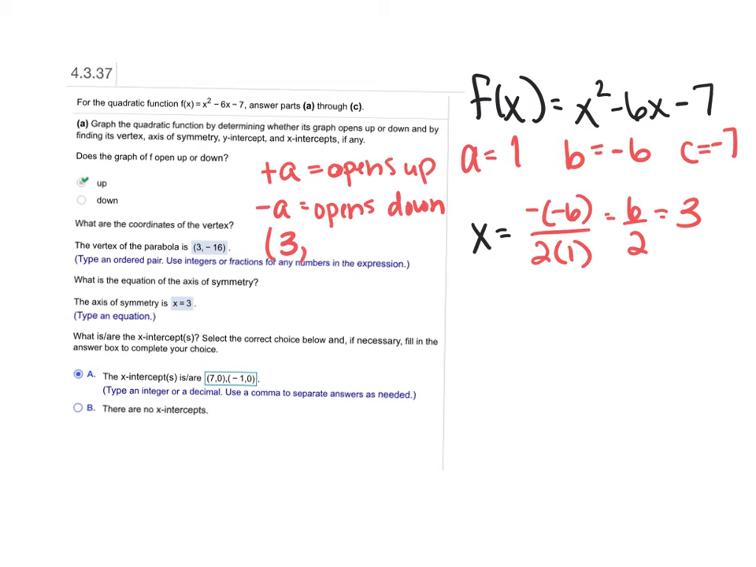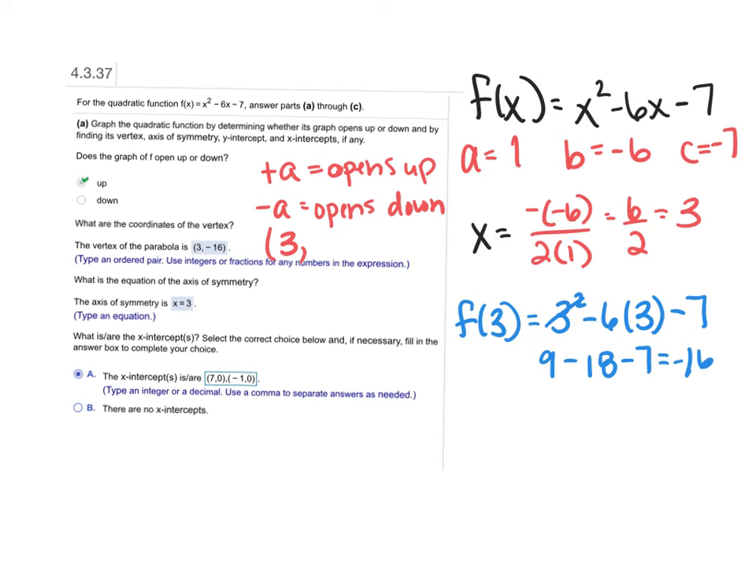To find the y-coordinate, we go in and we evaluate this equation right here. We evaluate this equation when x equals 3. So I'm going to evaluate f of 3. That's what this means. That's 3 squared minus 6 times 3 minus 7. 3 squared is just 9. Negative 6 times 3 is negative 18, minus 7. So 9 minus 18 is negative 9, minus 7 is equal to negative 16. So the vertex is just the point 3, negative 16.